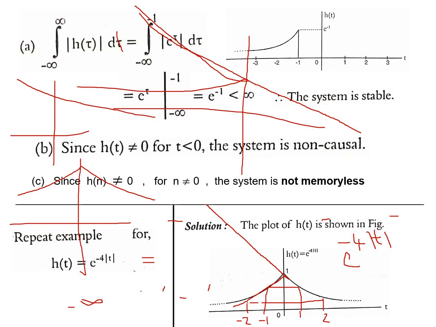Your observation should be: if you find the total area of the graph, with the extent from t equal to minus infinity to t equal to plus infinity, and you integrate it, you will get a finite area. Therefore, the system is stable.